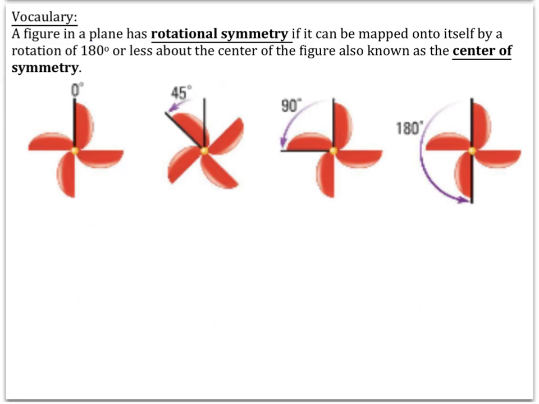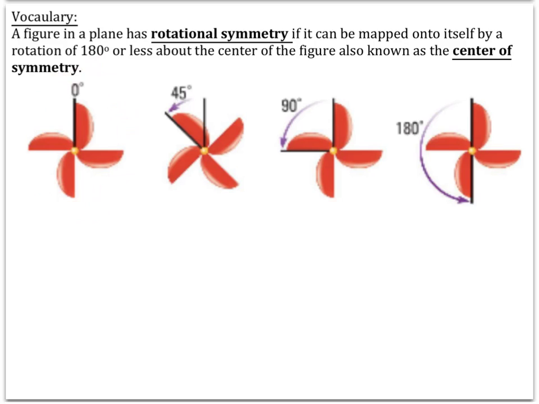When looking at rotational symmetry, we say that a figure has rotational symmetry if it can be mapped back onto itself by some rotation of 180 degrees or less. And it is important that it's 180 degrees or less. So it could be from 0 to 180.